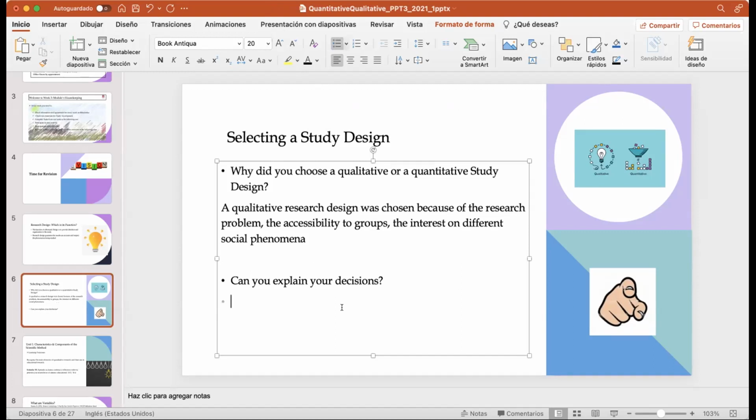Yes, and the decisions. Well, Javiera said yes, because of interest, because of accessibility to groups. Yes, understanding of the world. Anyone else has another decision? Daniela, for example. Daniela comes from a different background.